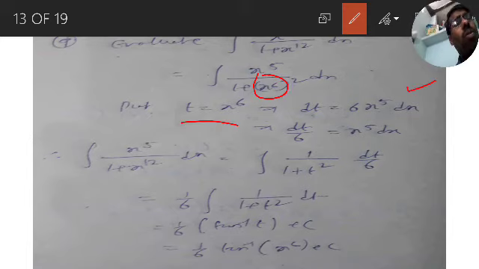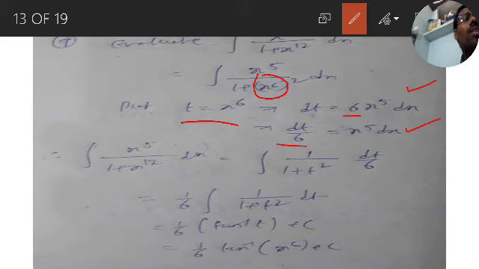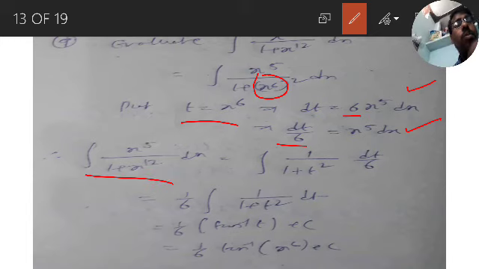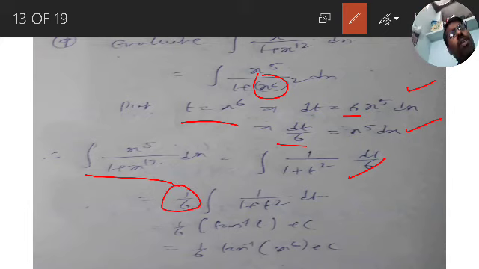dt is equal to the derivative of x to the power of n, which is n into x to the power of n minus 1. So dt is equal to 6 into x to the power of 5. Taking 6 to this side, what will we get? dt by 6 is equal to x to the power of 5 into dx. It is of the form 1 by 1 plus x square. So substitute, you will get 1 by 1 plus t square into dt by 6. 1 by 6 is a constant, outside. 1 by 1 plus t square into dt.